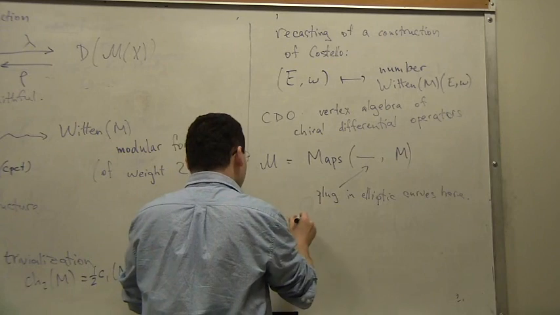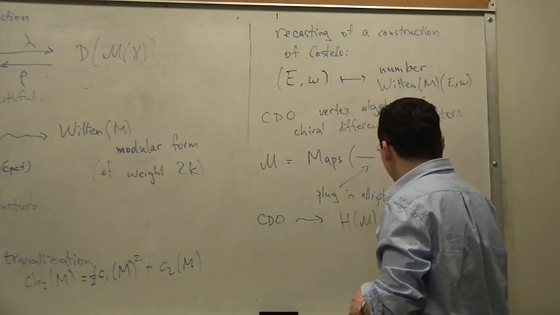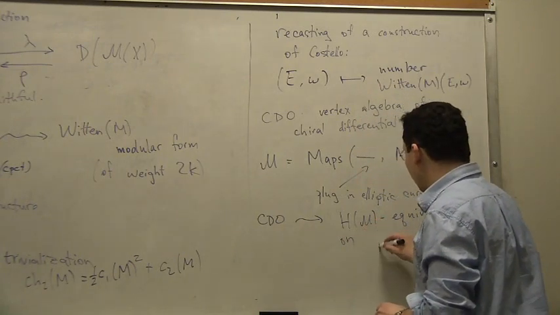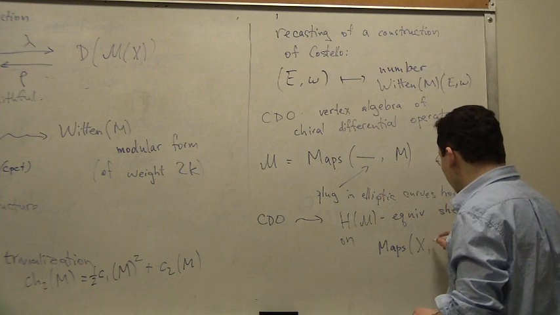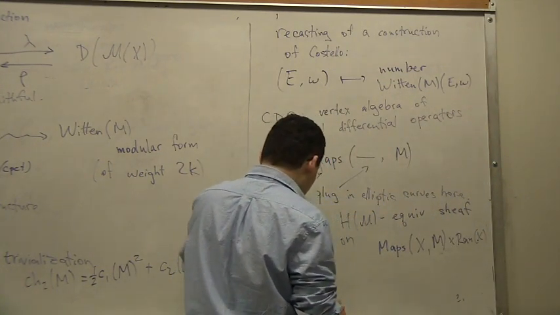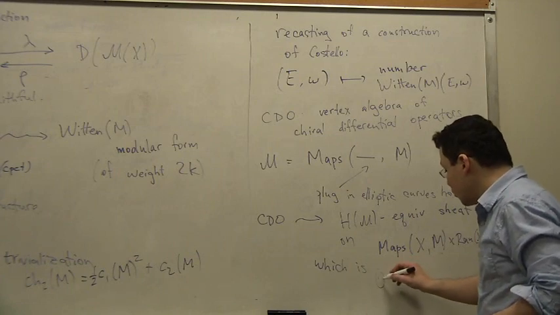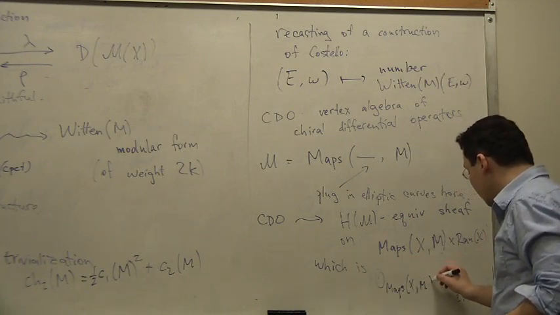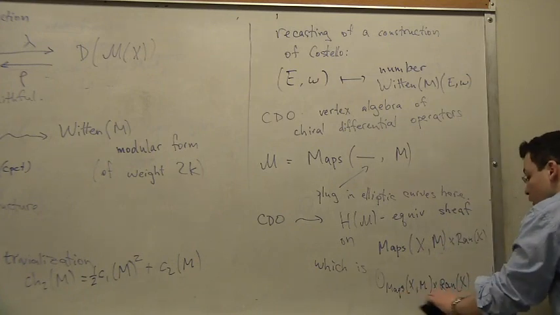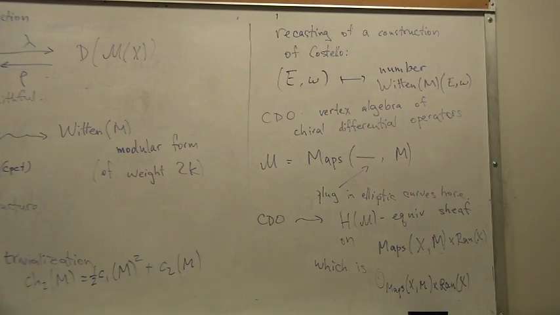But what a CDO does for you is that it gives an H of M equivariant sheaf on this maps from an arbitrary curve into M across the run space, such that the underlying sheaf is just O. Just O maps across. Well, really it's right about left versus right. So it gives an equivariant structure.